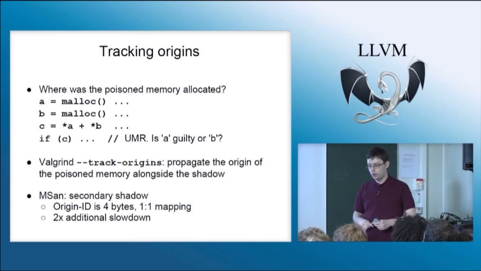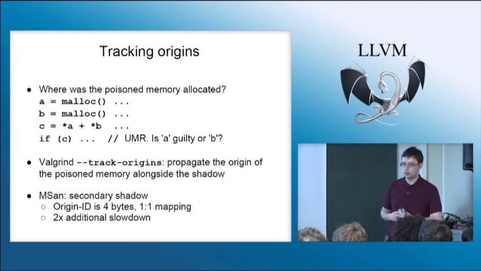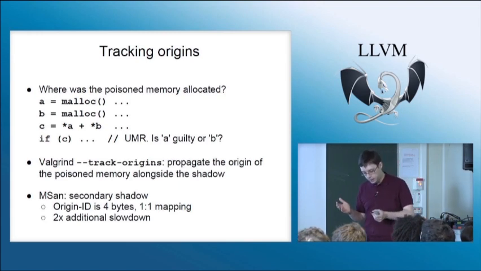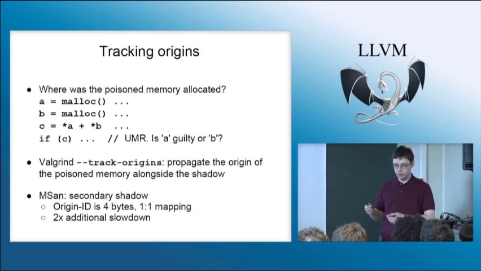Tracking origins. One very important feature of MemorySanitizer is its ability to point to the location where this uninitialized value was created. This is not the place where it was last loaded from memory, but rather where it first came into existence. For example, if you enter a function that has an array on the stack, that's when those bits in that array become uninitialized.